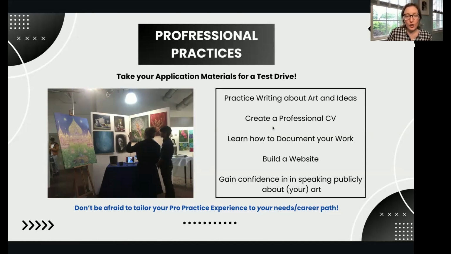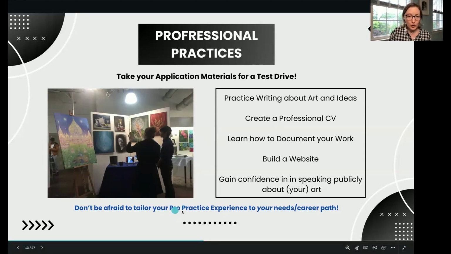and specifically your art. Our pro practice class at MC and many others culminate in a portfolio night event, and that's what you see in this photo here. That's where we invite industry professionals and admissions counselors from transfer institutions to come meet with our students, review their materials, and give them one-on-one feedback about their materials before you're actually applying for something. So as I say here on the slide, this is a great way to take your application materials for a test drive.